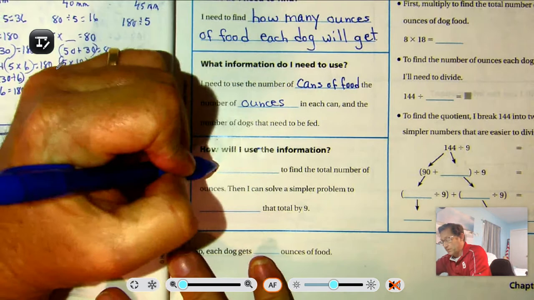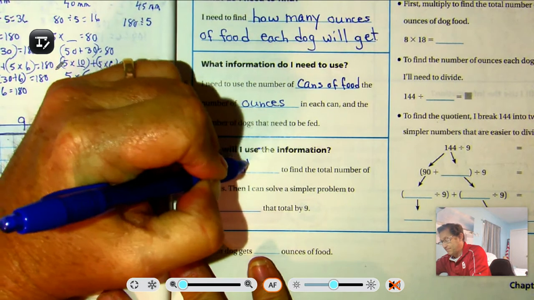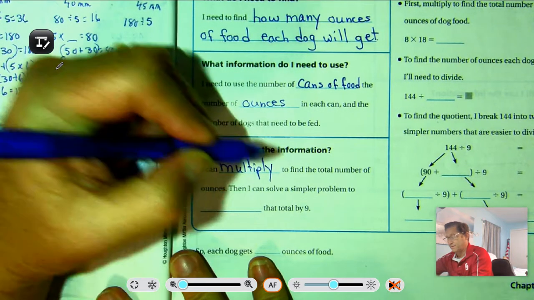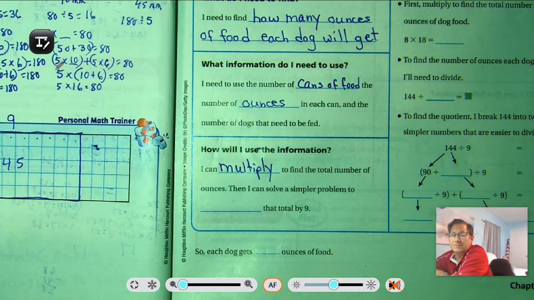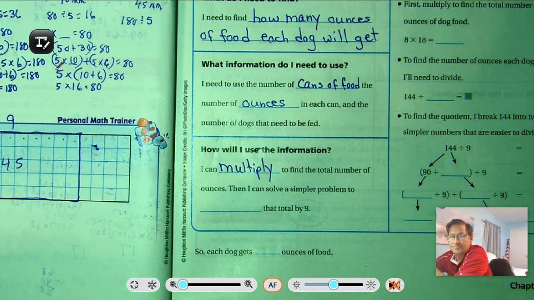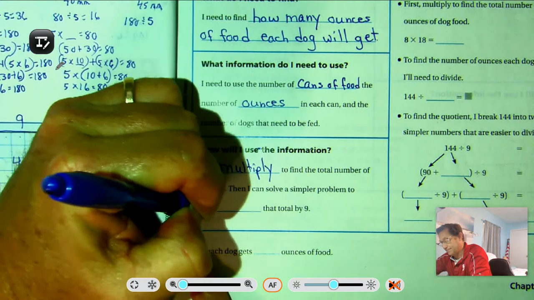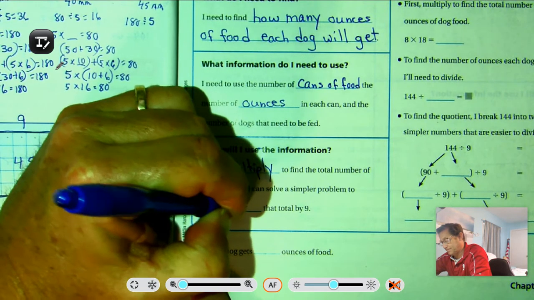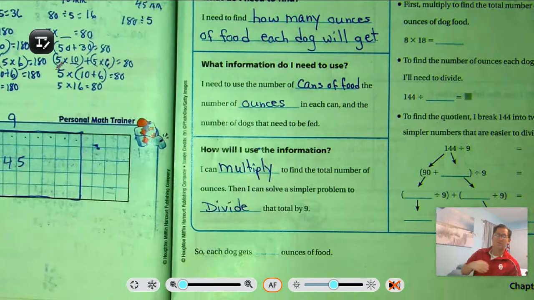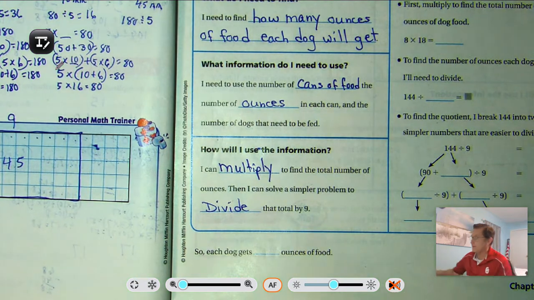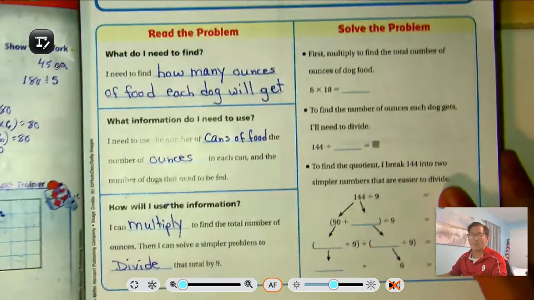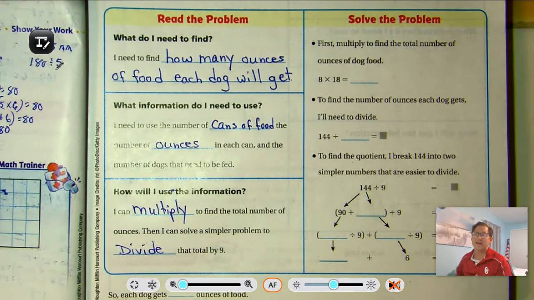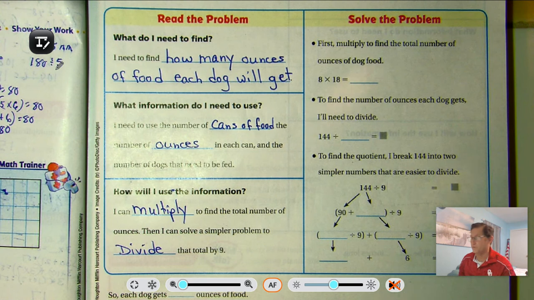Well, I can multiply to first find the total number of ounces. Okay, we need to know how many total ounces he opened in those 8 cans. Okay, then I can solve a simpler problem to divide that total by 9. Okay, so we're going to use multiplication and division. Now, how can we actually solve this problem? So let's first multiply to find the total number of ounces of dog food.